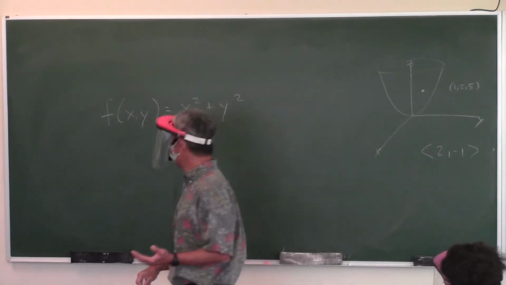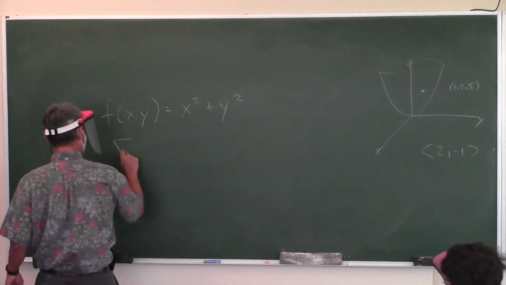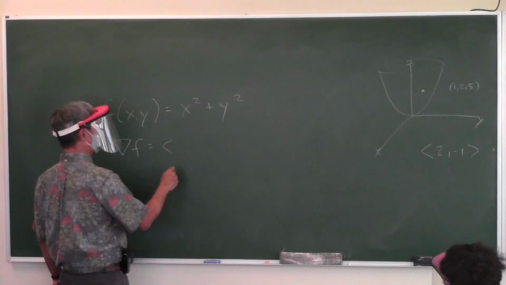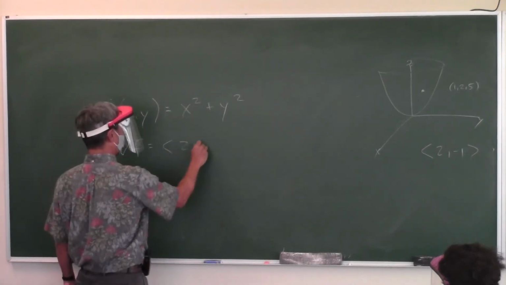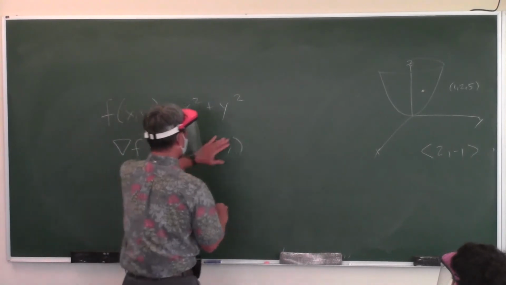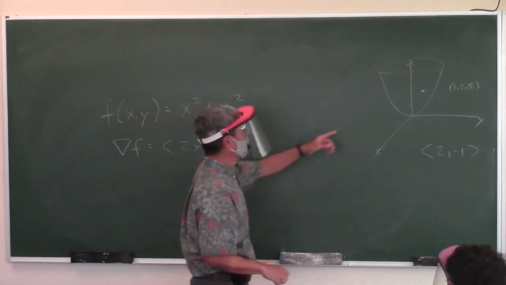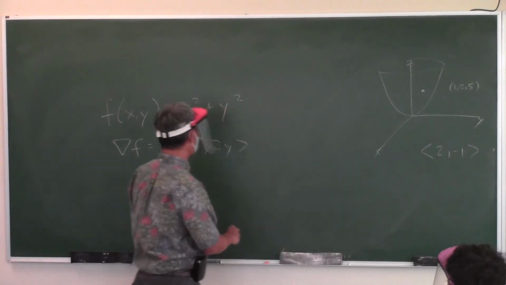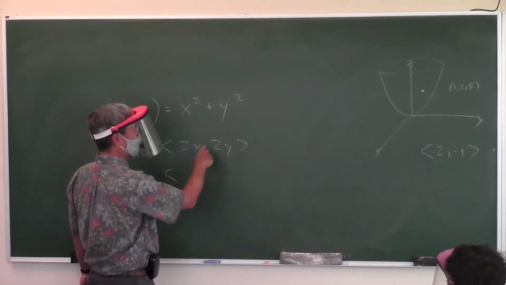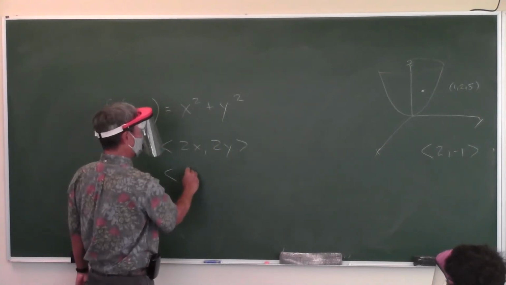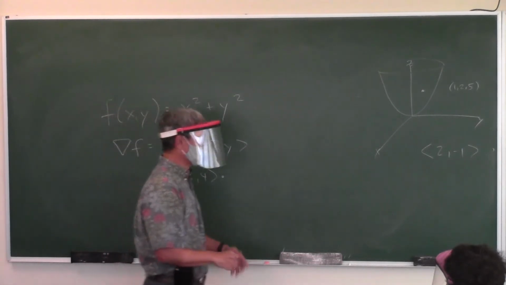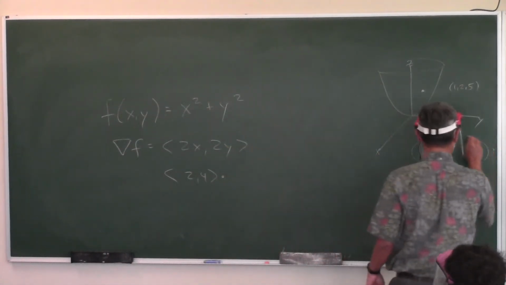So first of all, you compute the gradient. The gradient of f is what? What's the partial with respect to x? 2x. What's the partial with respect to y? 2y. And at this point, what is the gradient? If you plug in 1 for x and 2 for y, you get 2, 4. And then you simply dot that with a unit vector that's pointing in the indicated direction.